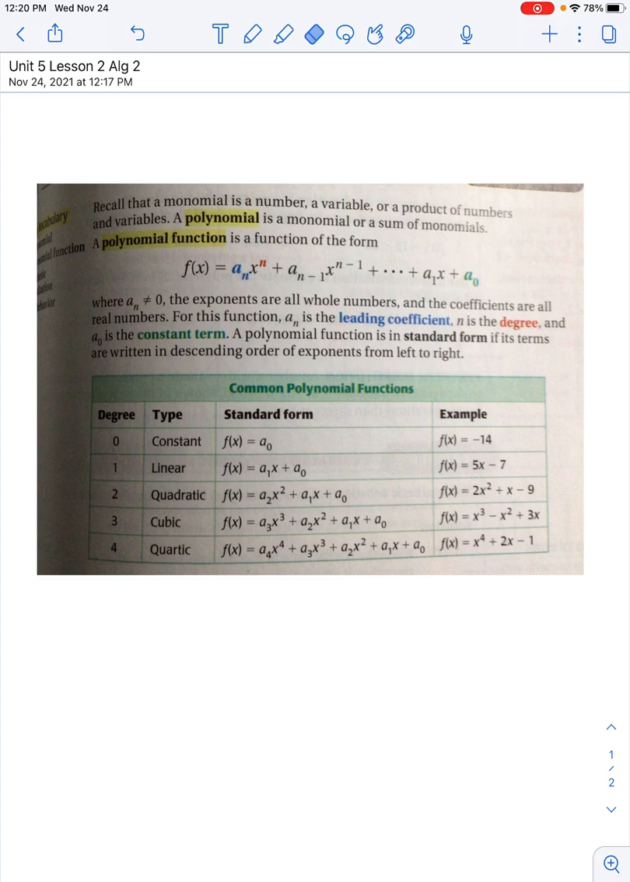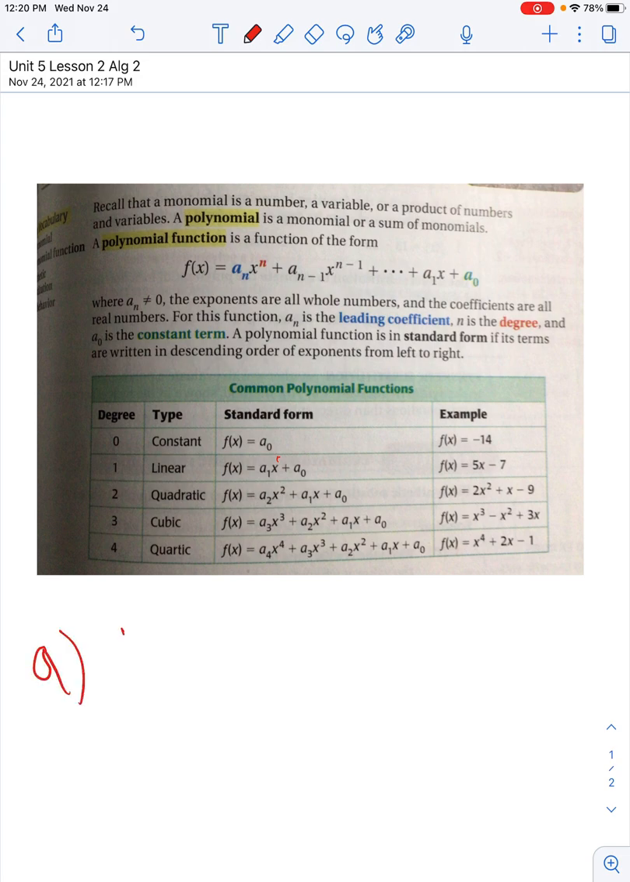If you look, a constant function right here does not have a variable. So again, it's never changing. Negative 14 is negative 14. Linear has an exponent of degree 1. Quadratic, exponent with a degree of 2. Cubic, exponent degree of 3. And quartic, exponent degree of 4. Just a few examples. We'll find the standard form, its degree, type, and the leading coefficient.